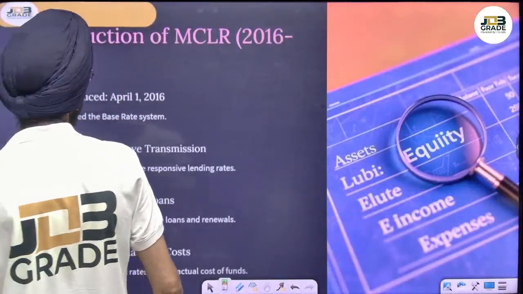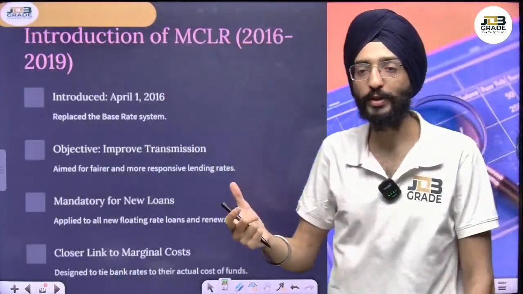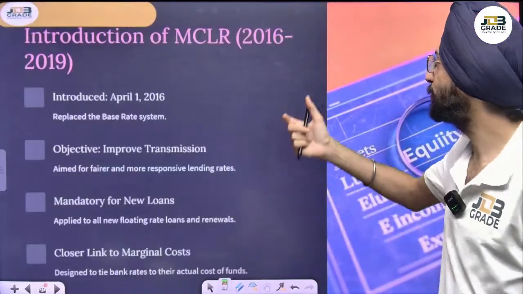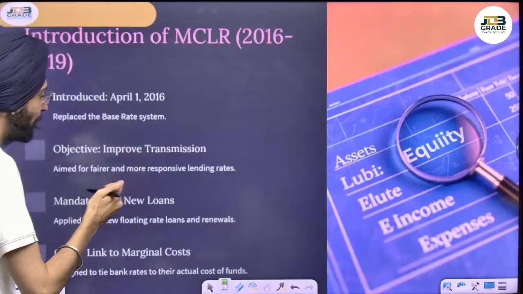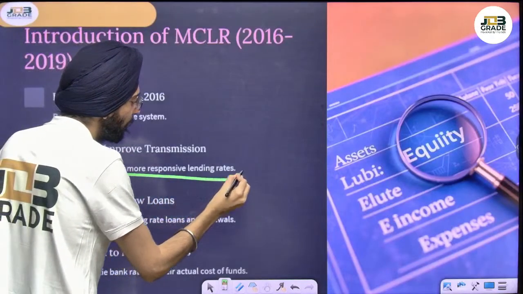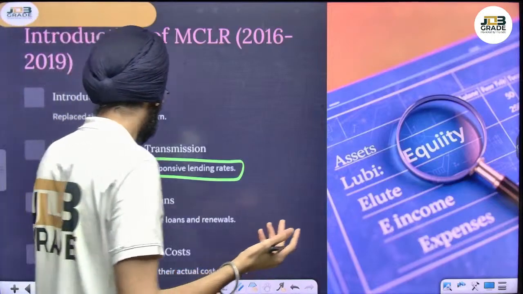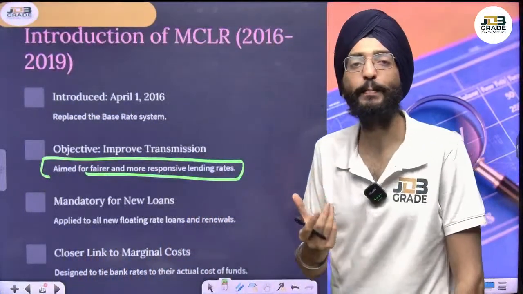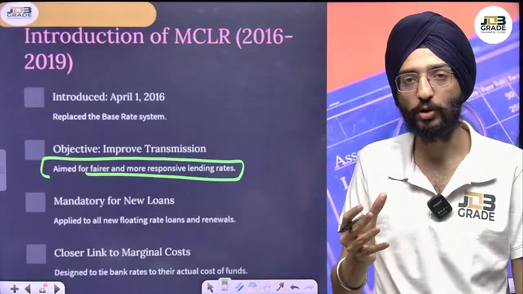Now, sir, this MCLR that's been introduced after base rate, an improvement over the base rate, from 2016 to 2019. It replaced the base rate with more responsive lending rates. It applies to all new floating rates. Again, we have explained the marginal cost of lending. It technically excludes the average cost of deposit.